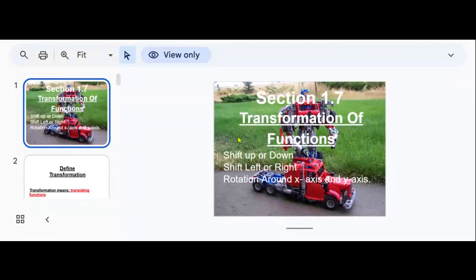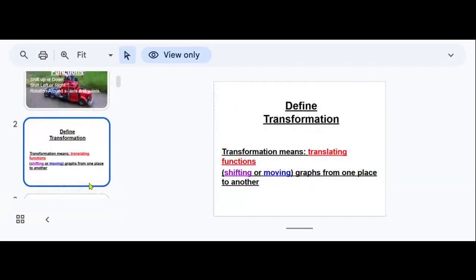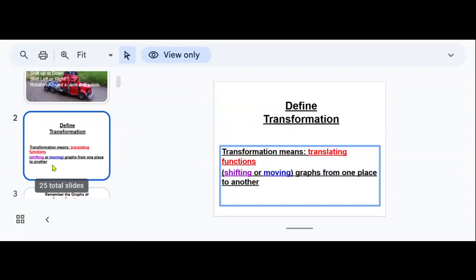So 1.7 is talking about transformation of functions: shift up, down, shift left, right, rotation around the x-axis and the y-axis, okay? What does transformation mean? It means translating a function, shifting or moving the graph from one place to another, okay?